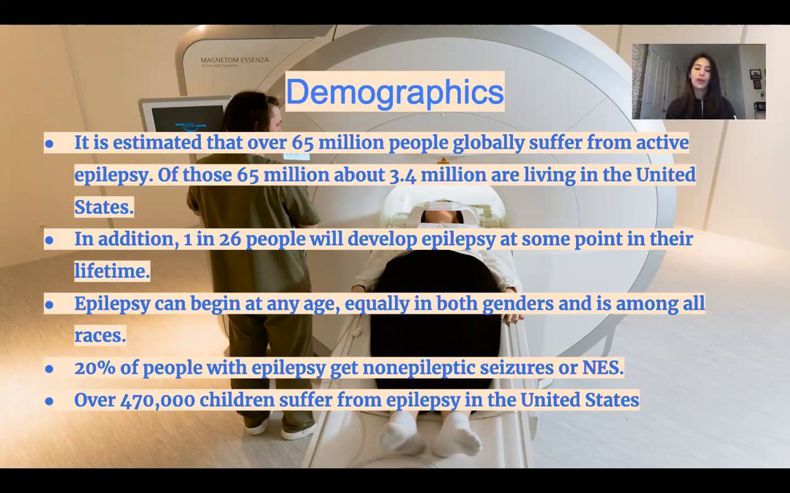20% of people with epilepsy get non-epileptic seizures, and these happen in the brain. These are sometimes very hard to diagnose because even the EEGs that they take of the brain can look very normal. So these are very hard to pinpoint and understand that this is what the patient is suffering from. Again, these can be just staring out into space. And then over 470,000 children suffer with epilepsy in the United States, which is quite a bit.